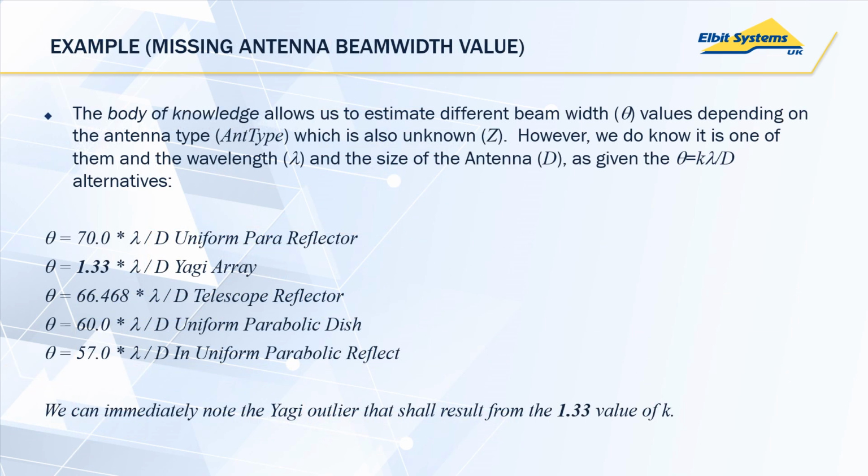So as an example, we could assume that we are missing some sort of antenna beam width, and we know that there is a body of knowledge of information that we can code, and that might be the theta equals k lambda over d type derivations, and we can see a number of examples there. We'll immediately notice that one of the k values is 1.33, which is quite markedly different, and we would expect that there's some kind of outlier that comes because of that.